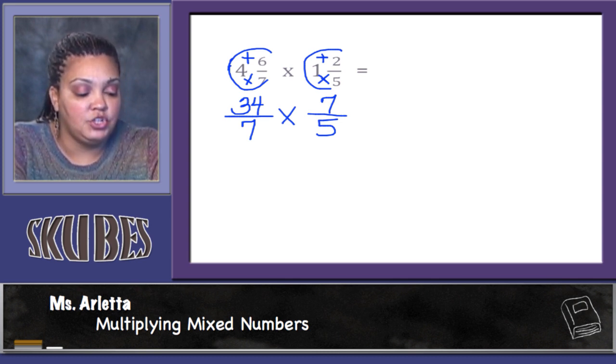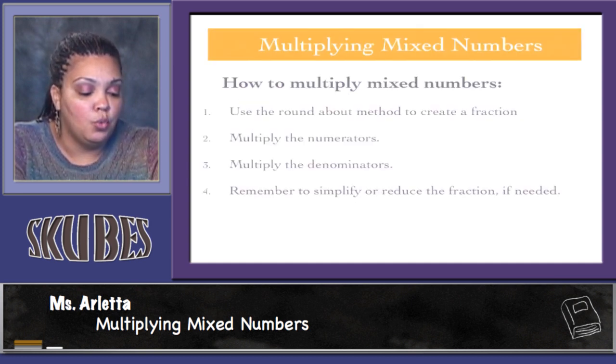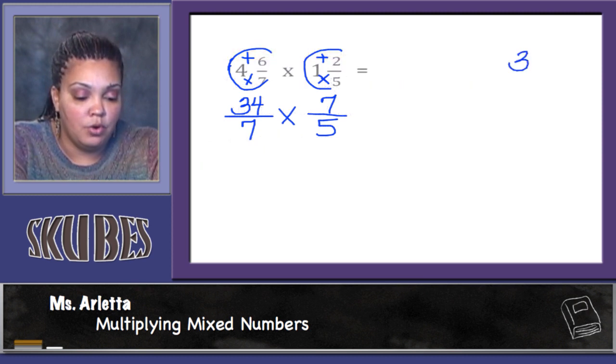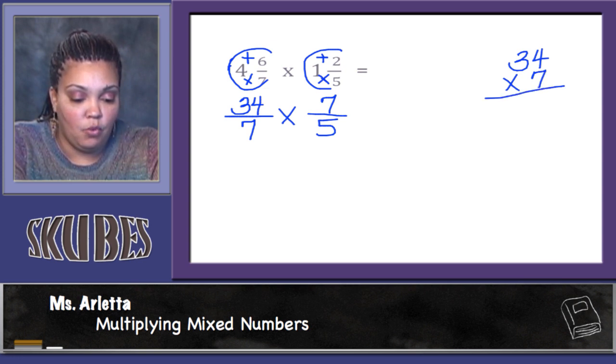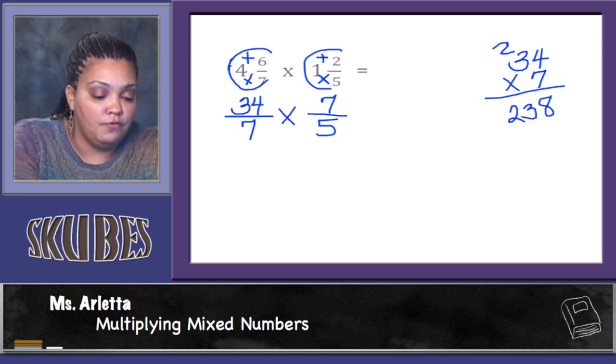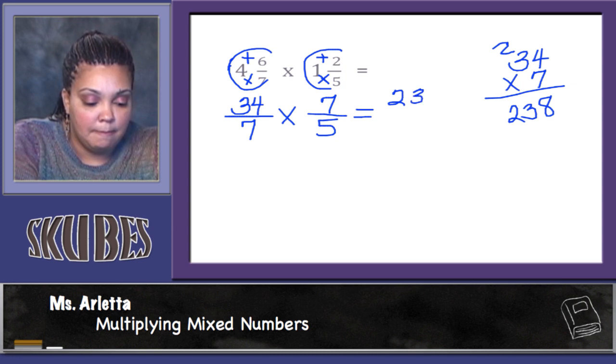Now you have a fraction times a fraction, which takes us back to step number 2. We're going to multiply our numerators, and then we'll move on to step number 3, multiplying our denominators. When we multiply 34 times 7, 7 times 4 is 28. Carry the 2. 7 times 3 is 21, plus that 2 makes 23. So 34 times 7 is equal to 238.